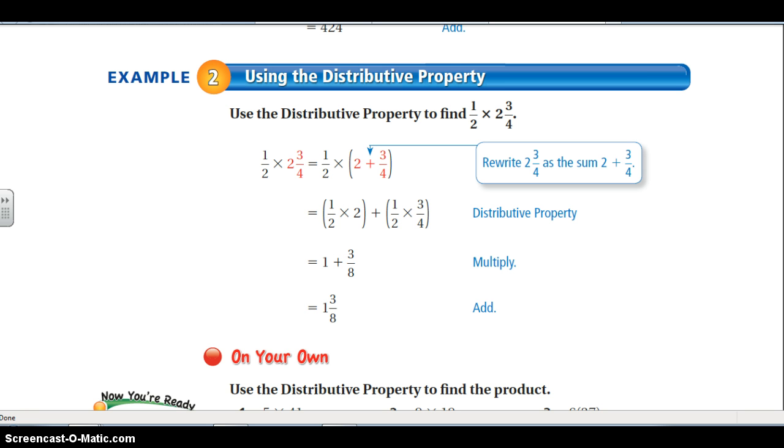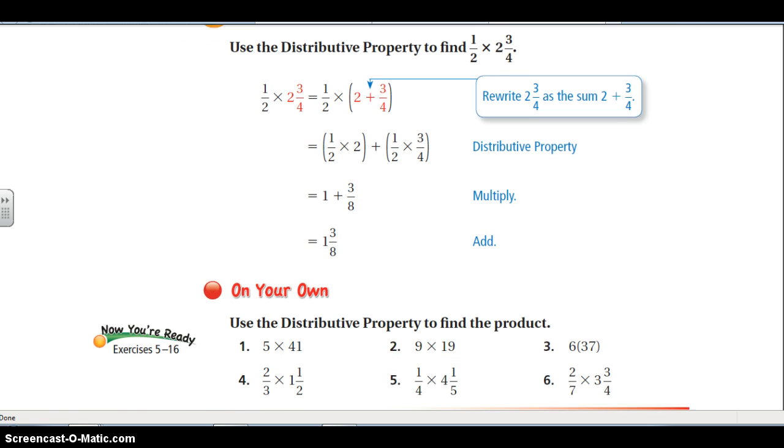1/2 times 2 is 1, plus 1/2 times 3/4 is 3/8. Sorry about that. I have a cold. I'm kind of dying here. So your answer would be 1 3/8.